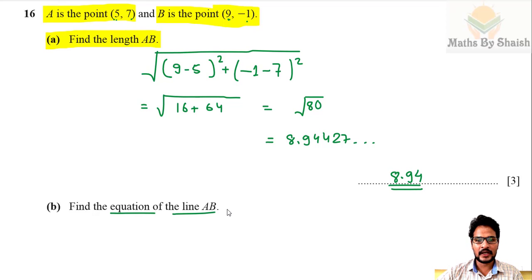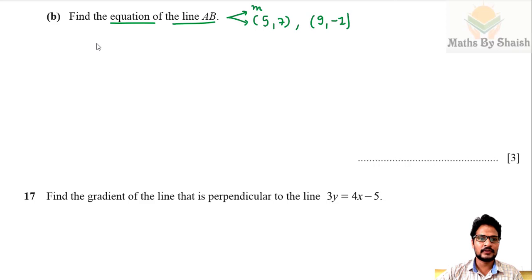So for the equation of a line we require two things: the gradient, which we represent by m, and a point on the line. For the points we have A and B, so we can take one point, let's say (5, 7). So all we need to find is the gradient, and it's not like we can choose only (5, 7), we can choose any of them, either (5, 7) or (9, -1). So first thing is we are going to find the gradient of the line, which is the ratio of rise upon run.